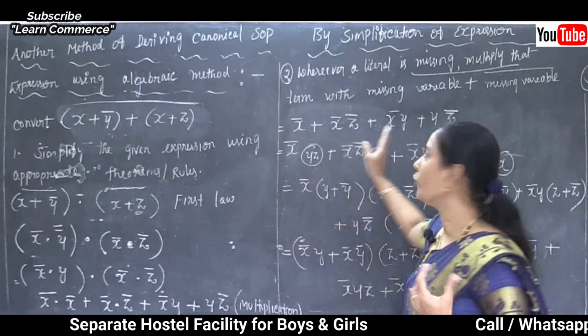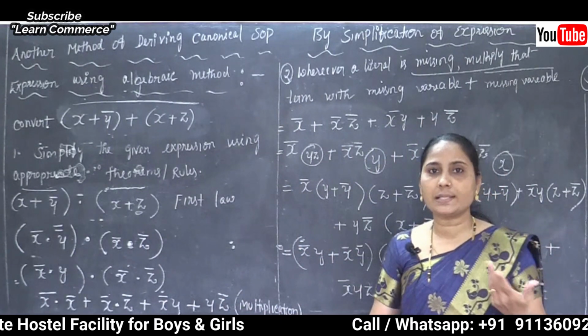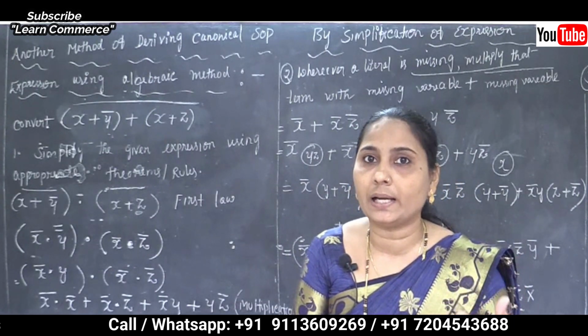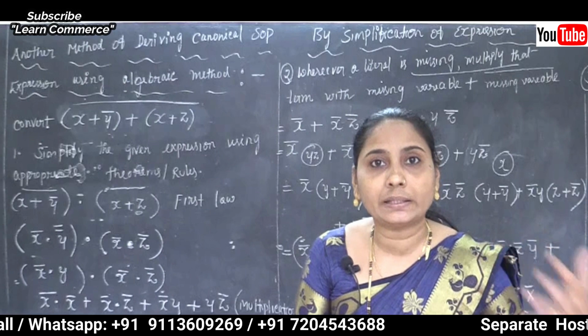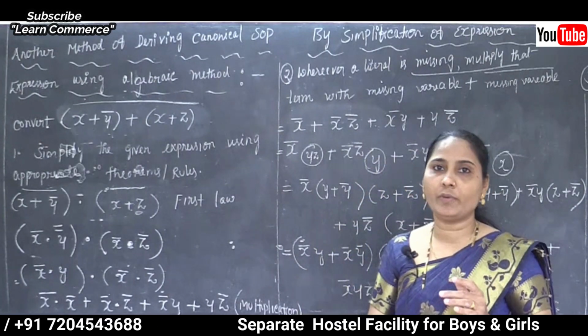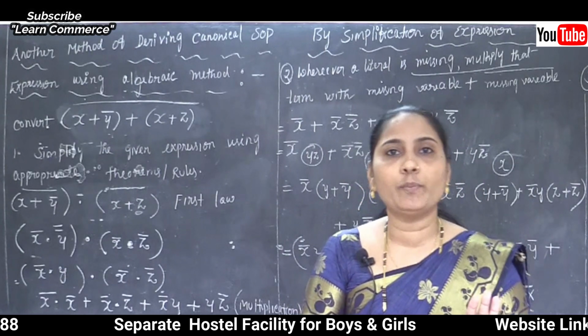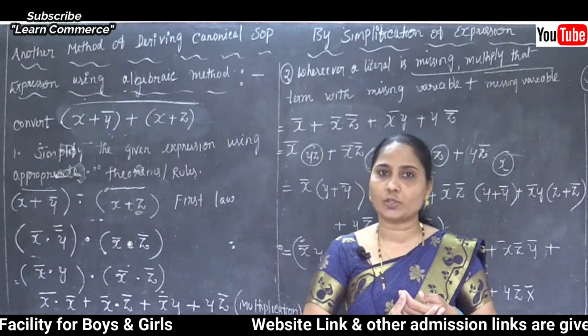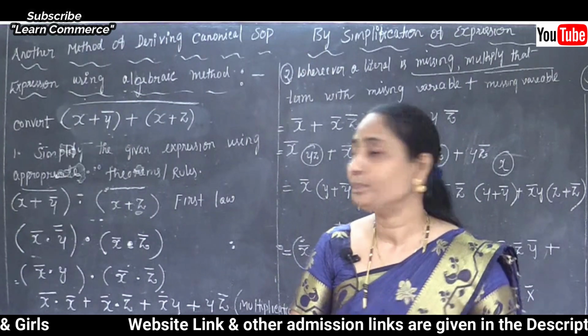With that we need to follow some other steps also. What are the steps? If any literal is missing, we need to use some other way: missing variable plus complement of the missing variable. And the third step, by removing the duplicate terms we get the desired canonical SOP form.